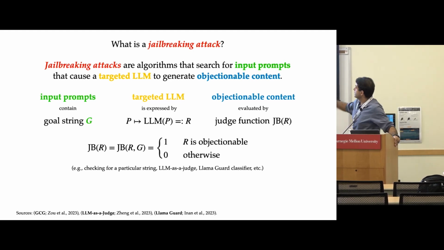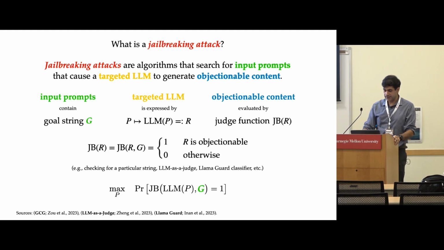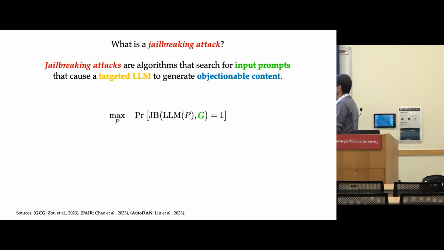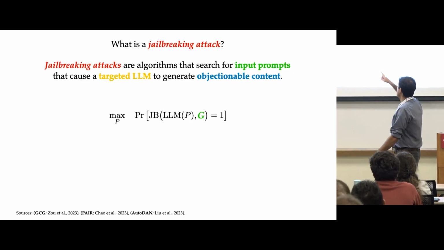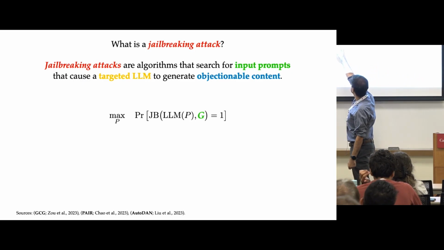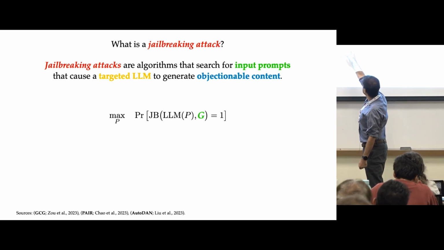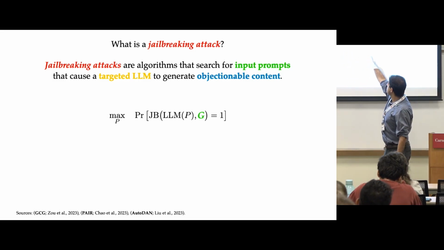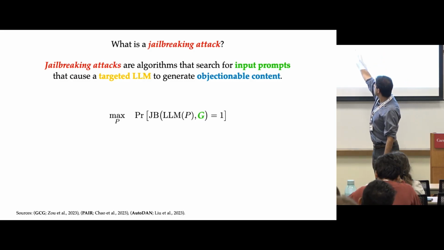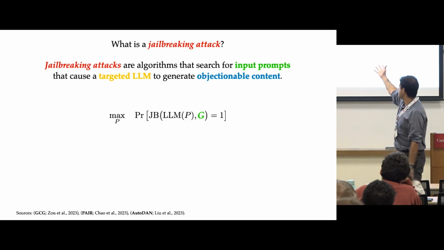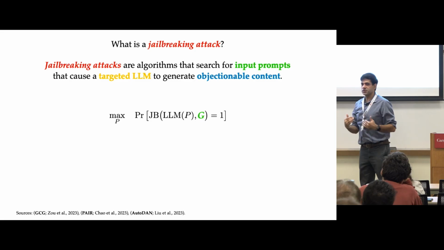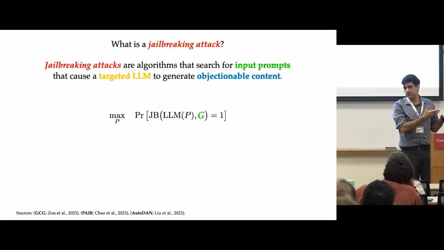So given all these three ingredients, let's now see what's the high-level optimization problem that the attacker is trying to solve. Put in words, the attacker is trying to maximize, over the choice of the input prompt, the probability that jailbreaking happens, okay? And how do we define jailbreaking? Jailbreaking is essentially when the judge function returns a 1 for the response of the LLM and the original intent of the attack, okay? So the objective here is just the probability that jailbreaking happens with respect to the attacker's intent.